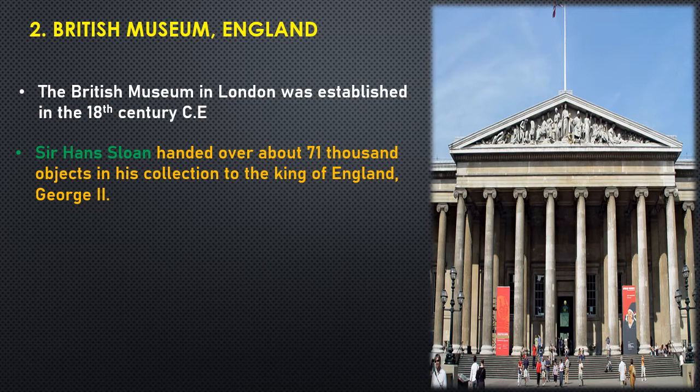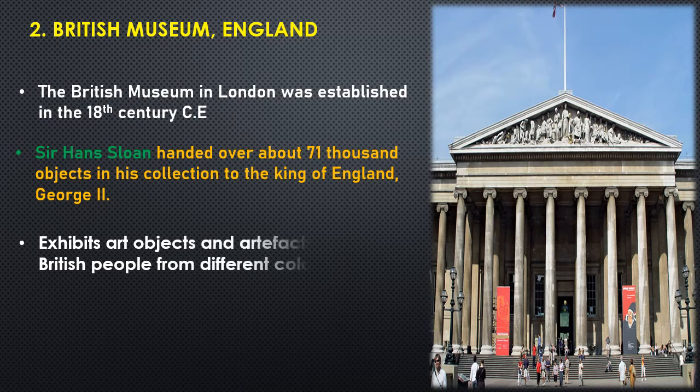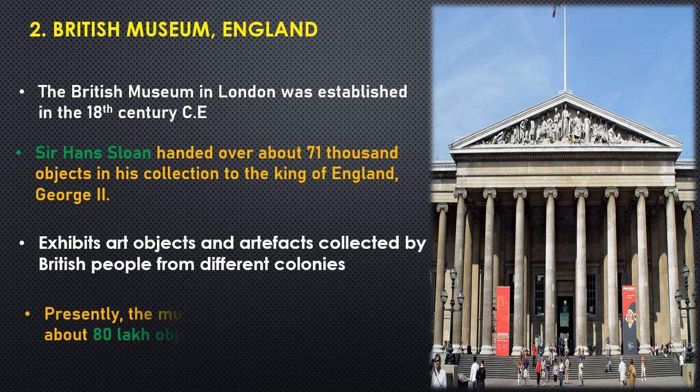It also exhibits art objects and artifacts which were collected by the British people from different British colonies. Presently, the museum collection comprises 80 lakh objects.